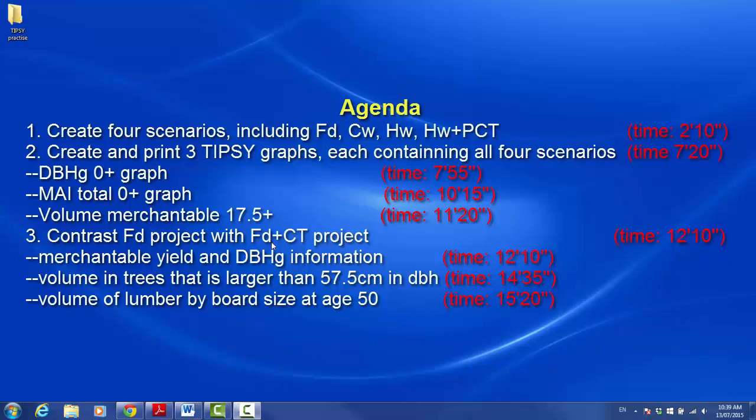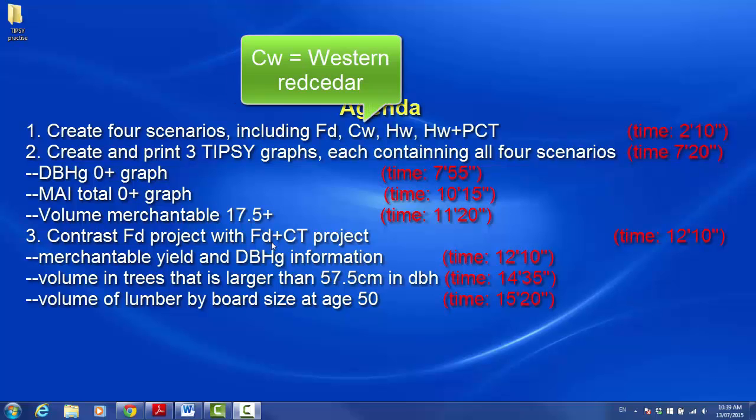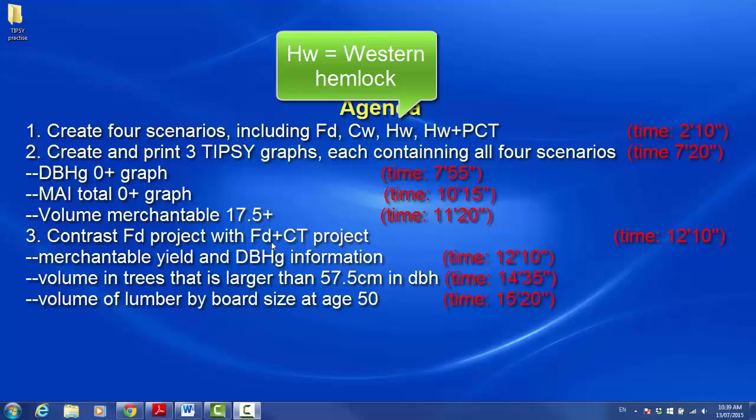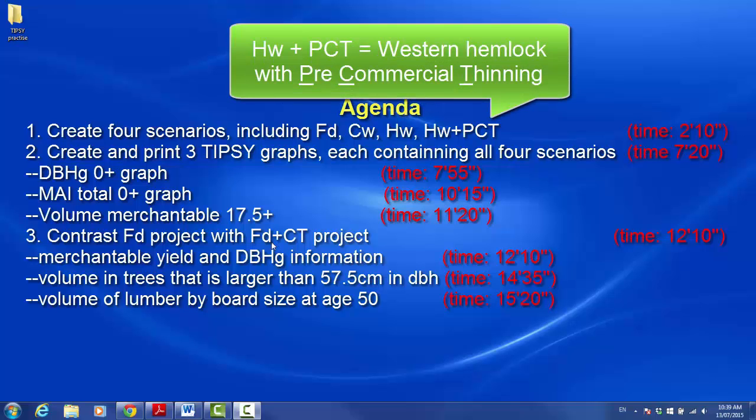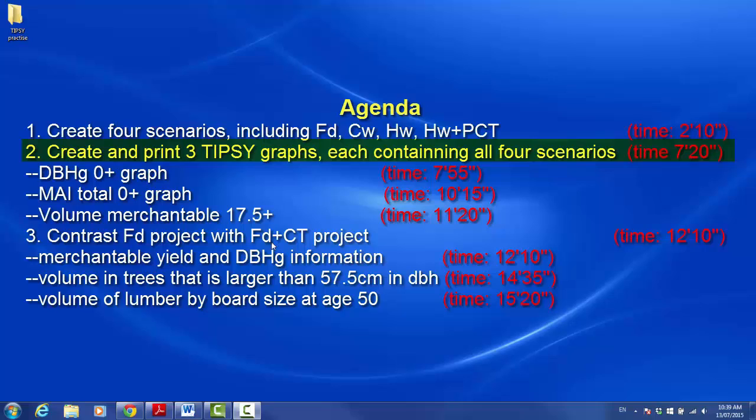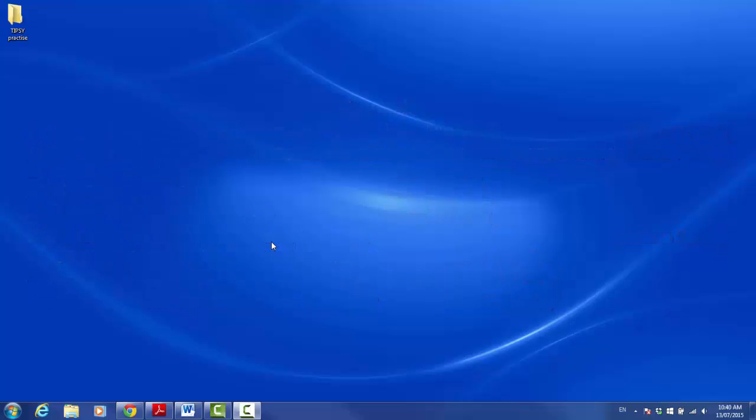And here is today's agenda. We will create 4 scenarios, including Douglas fir, Western red cedar, Western hemlock, and Western hemlock with a pre-commercial thinning treatment. Then we will create and print 3 TIPSY graphs, each containing all 4 scenarios. After that, we will contrast the original Douglas fir project with the Douglas fir and commercial thinning treatment project, and there's time assigned with each step.